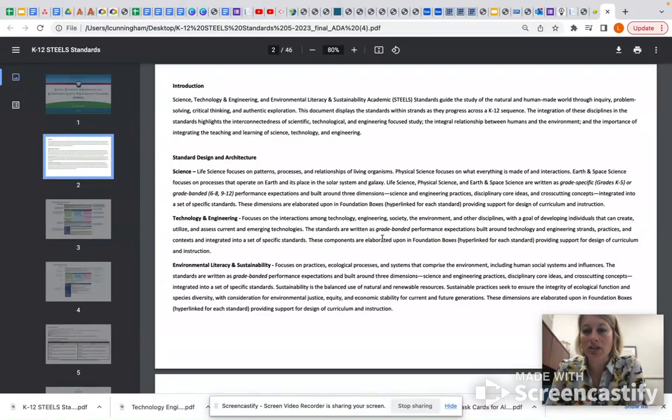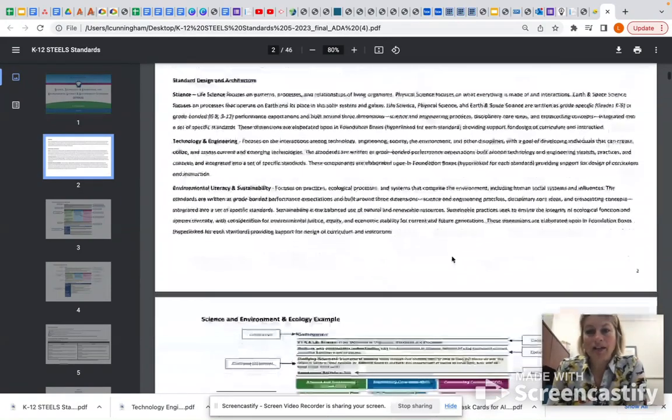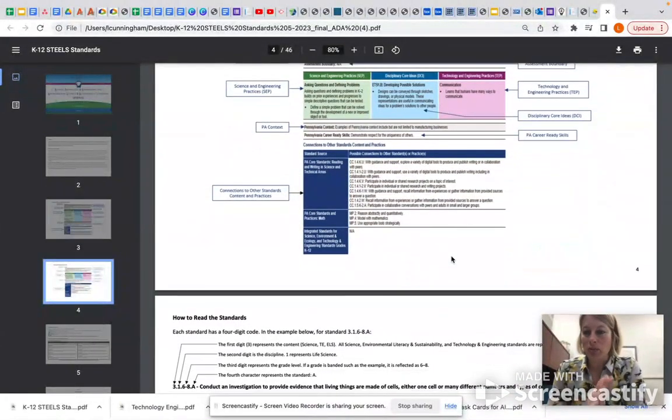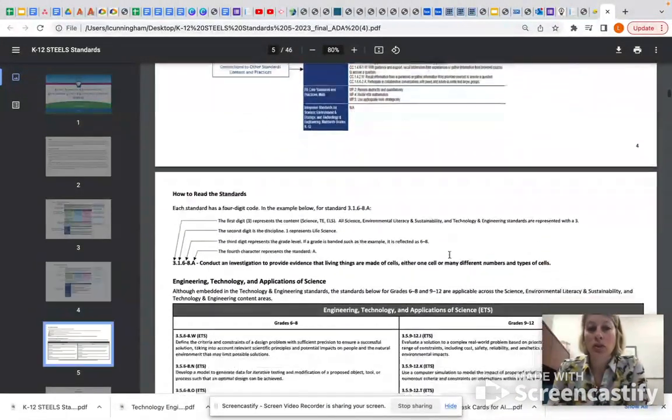And so this introduction is helpful to give us a little bit of an overview of the standards and what we're looking at. I'm going to skip the next 2 pages here because these are the foundation boxes, which you will get some more learning on.